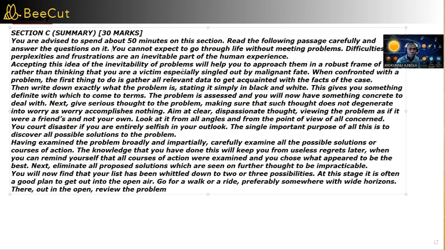Rather than thinking that you're a victim, especially singled out by malign fate, when confronted with a problem, the first thing to do is to gather all relevant data, get acquainted with the facts of the case, then write down exactly what the problem is, stating it simply in black and white. This gives you understanding, gives you something definite with which to come to terms. The problem is assessed, and you will now have something concrete to do.